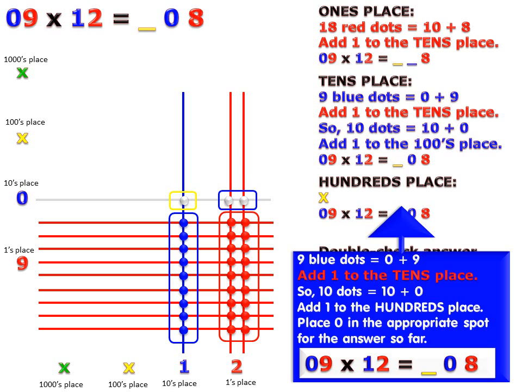So now instead of 9 dots, we essentially have 10 dots, which equals 10 in the tens place, really in the hundreds place, plus 0. So that 10, we're going to have to add 1 to the hundreds place, and then we need to place 0 in the appropriate spot for the answer so far. So far our answer is blank 0, 8. So write in that 0 in all the appropriate places in your answer field so far.